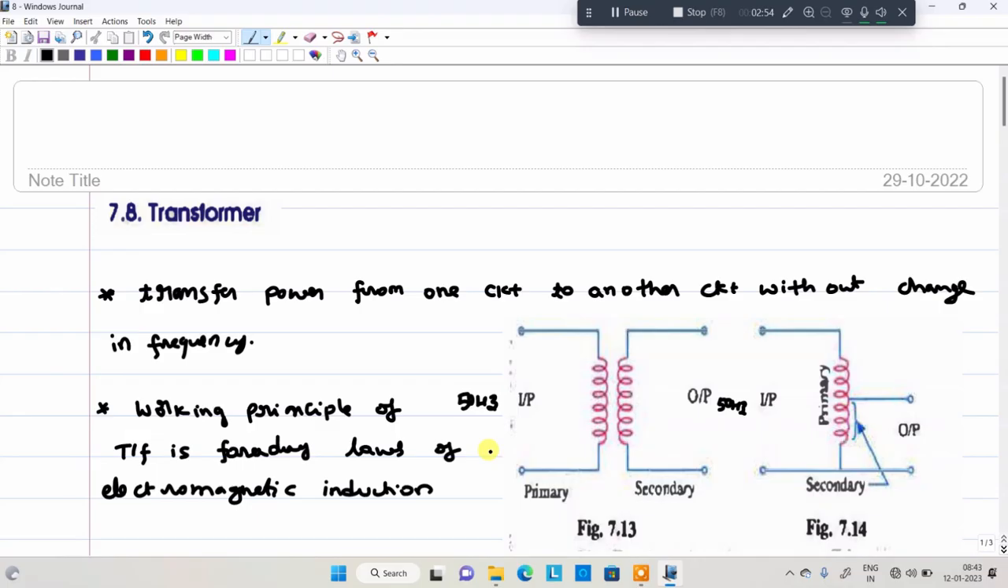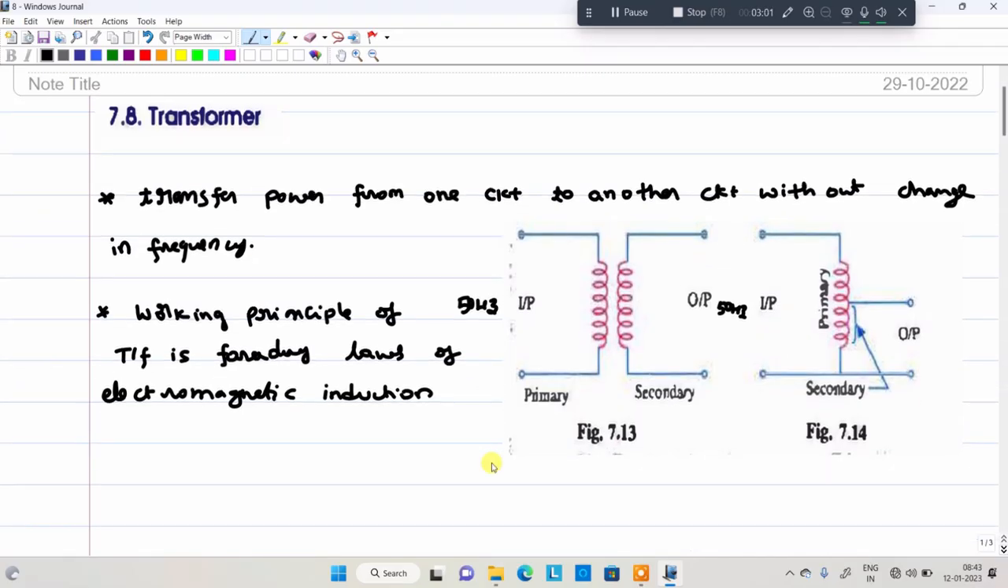I explained already, from the start of these lecture videos, what Faraday's first law is and what Faraday's second law is, everything I explained there. That's why I won't repeat it here. Faraday's first law states that whenever a current carrying conductor is placed in a magnetic field, it produces a magnetic field. Second law, whenever a conductor is placed in a magnetic field, EMF will be induced. Those are Faraday's laws.